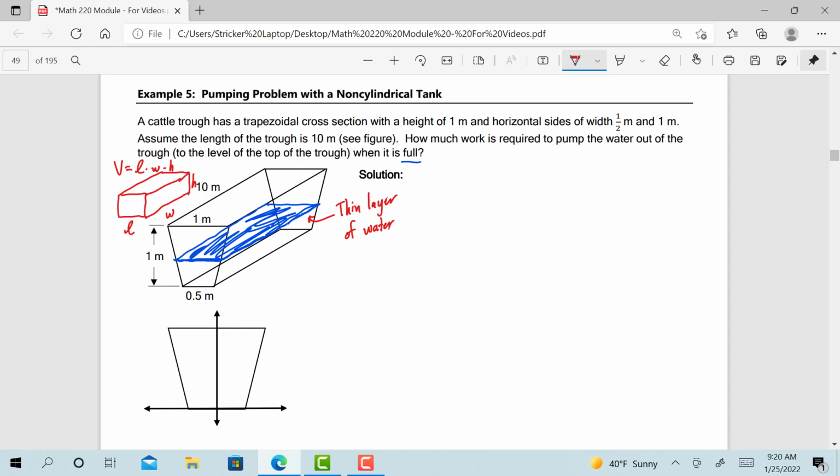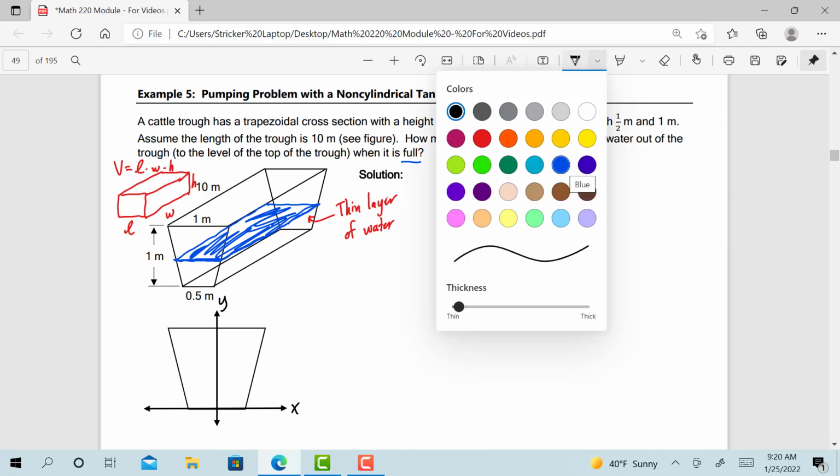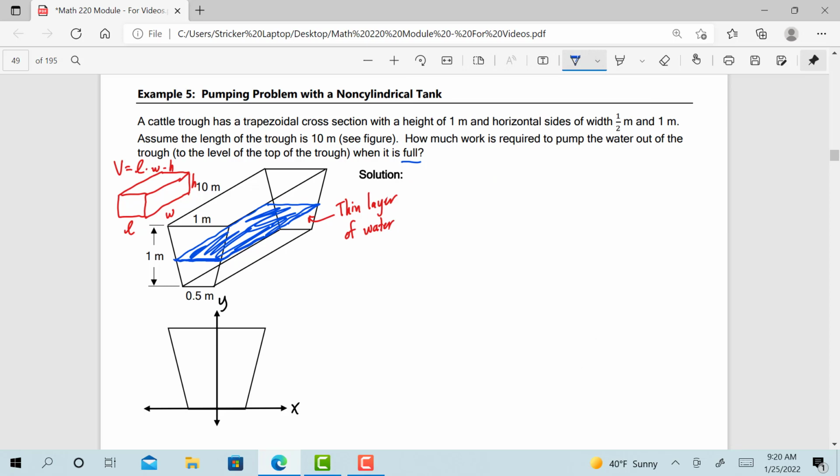And whenever you draw something like this, so you're going to have other ones in your homework and your notes, you have to place your axes somewhere. And you can place it however you want. In the last problem, we placed it however we want. In this problem, it's probably going to be best if we put the bottom of the trough along the x-axis. So we can call this the x-axis, and the vertical axis right smack dab in the middle. And again, I'm going to draw in what the cross-section of that thin layer of water looks like.